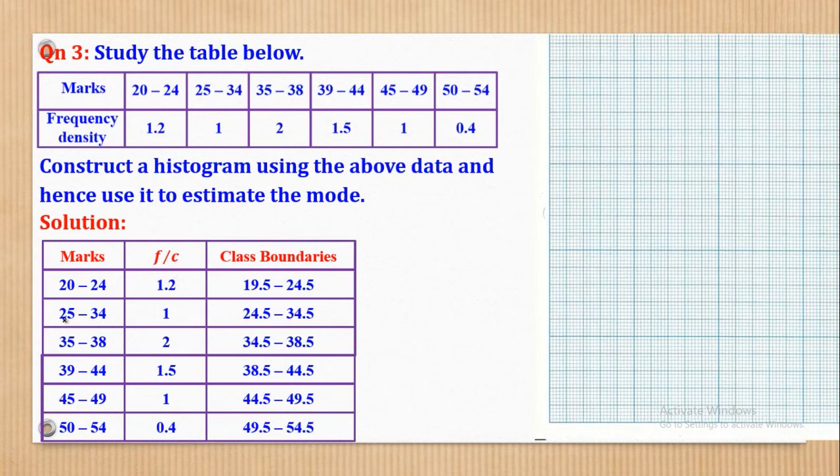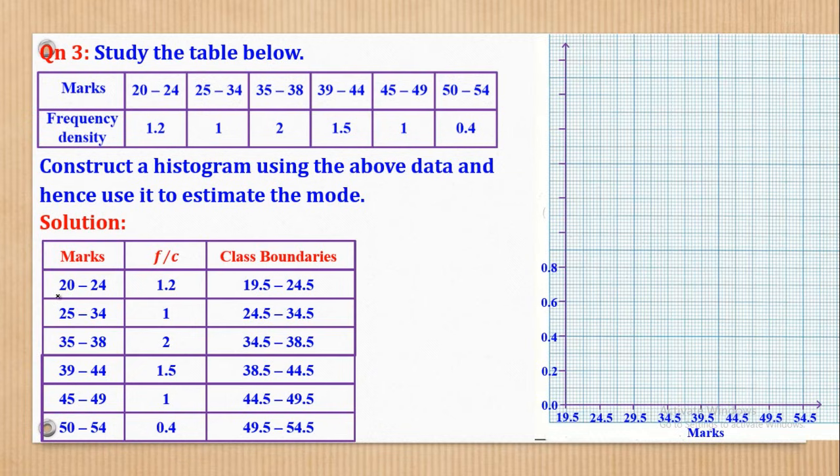So we need a graph paper, draw the horizontal axis and also the vertical axis. Then put a scale for your horizontal axis, and do the same for the vertical axis. So next is to plot. The first one is 1.2, so come and draw your 1.2 there. The next is 1, so come and draw your 1 there.